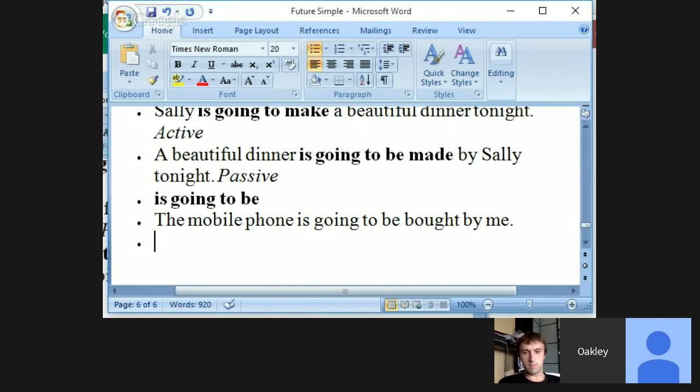Hajar, you want to try it out? Yes. The home will be cleaned by my sister. Okay. All right, and there's the version with will. The home will be cleaned by my sister. All right.